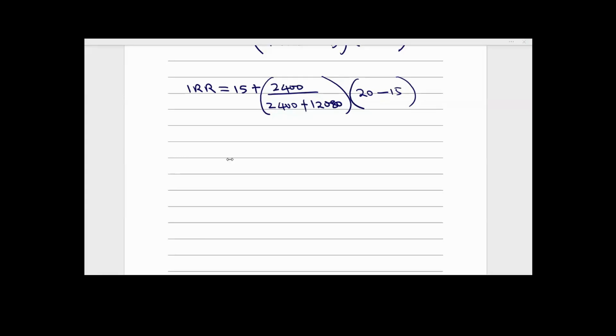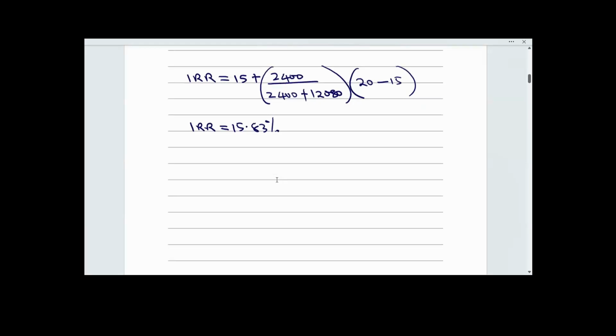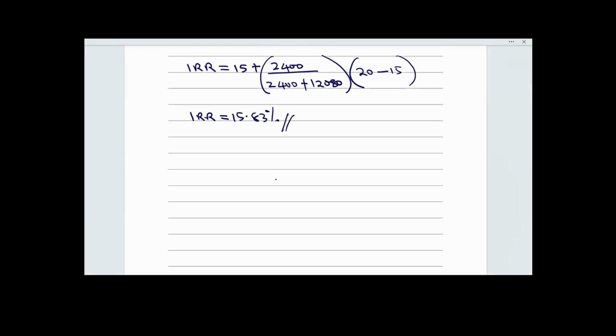Then what you have in your calculator, multiply by the difference between 20 and 15, which is 5. Multiply by 5, then plus 15, equals 15.83%. So internal rate of return is equal to 15.83%. You restrict your number to two decimal points because you have two mutually exclusive projects. Okay, so this is the internal rate of return for project A.